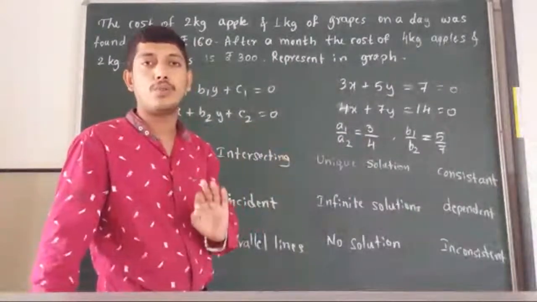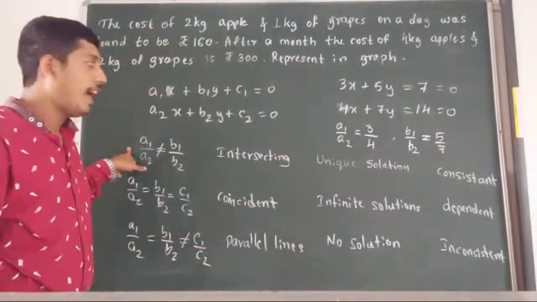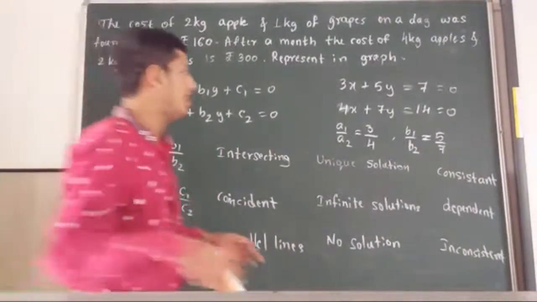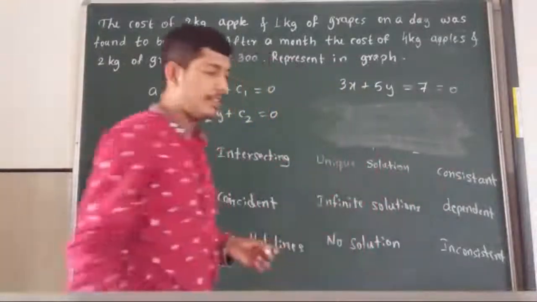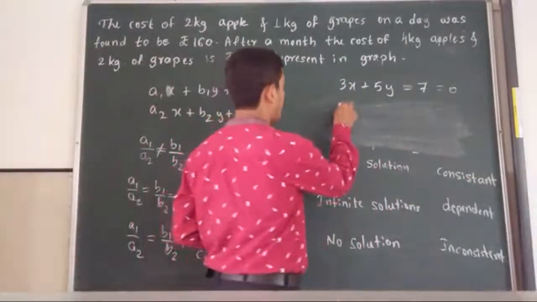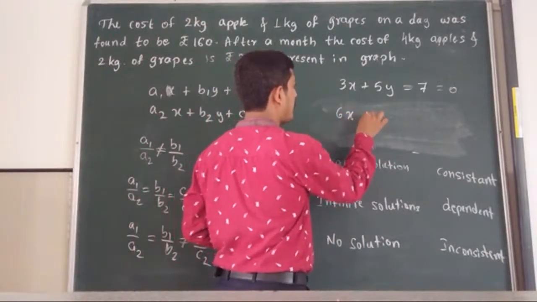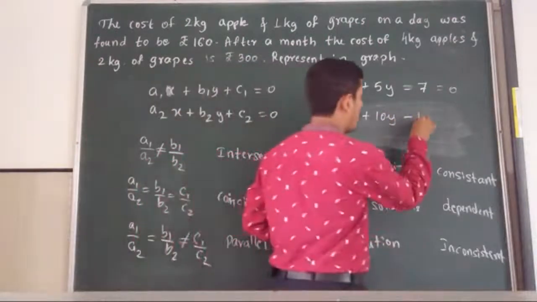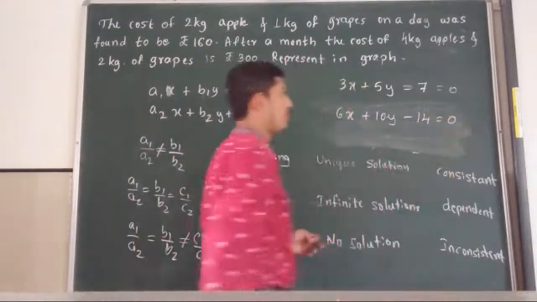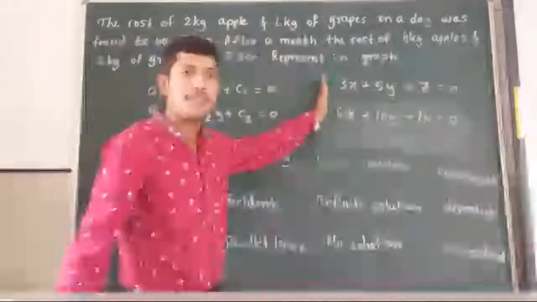So then we have to use this mathematical expression. And in the second case, I will consider another one. So I will consider 6x plus 10y minus 14 equals 0. This is the equation I consider.